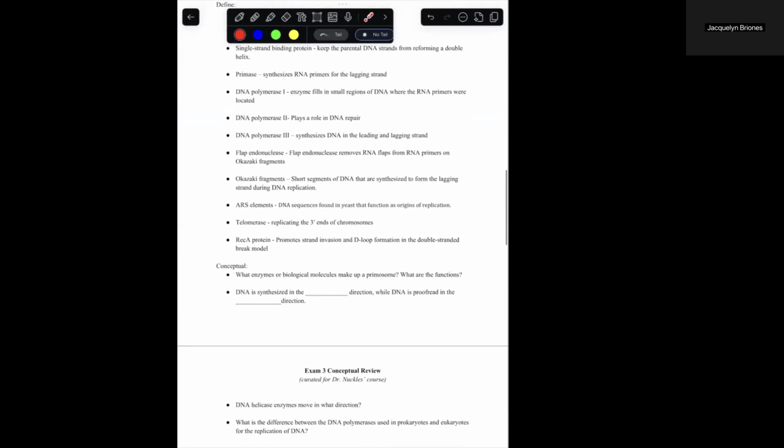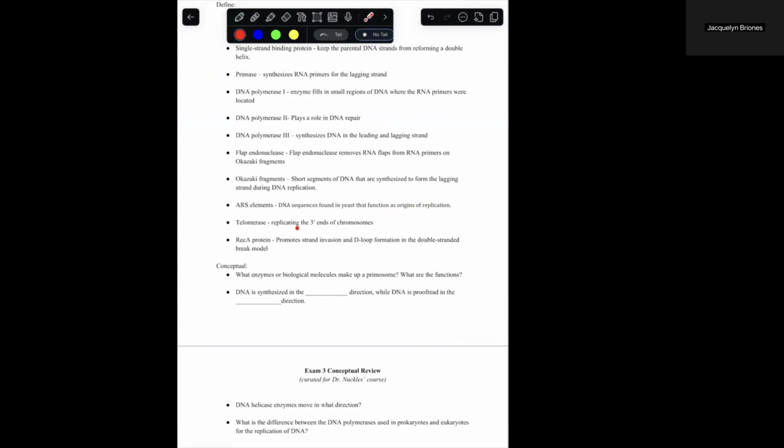But flap endonucleases, that removes RNA flaps from RNA primers on the Okazaki fragments. And the Okazaki fragments are just the short DNA that is synthesized from the lagging strand. So remember, we have to go from 5 to 3, and we have to do that in bits with the lagging strand. So these are those fragments. ARS elements are DNA sequences found in yeast that function as the origins of replication.